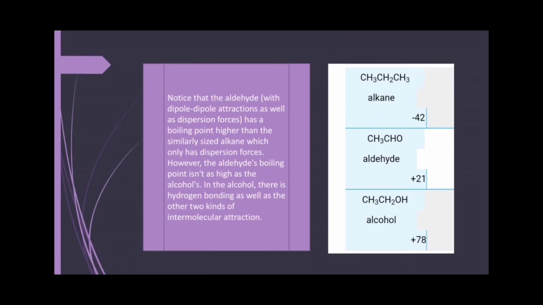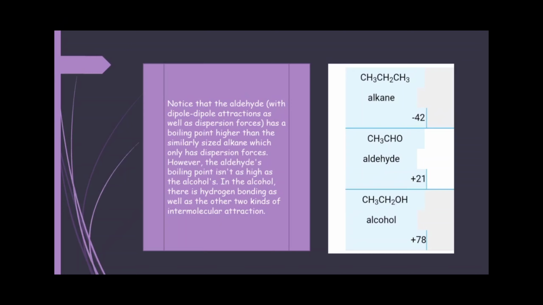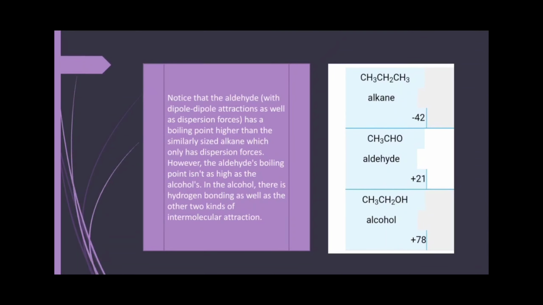Here are some examples of three similarly sized molecules: the alkane, aldehyde, and alcohol. They have similar lengths and similar number of electrons, although not identical. Notice that the aldehyde, with dipole-to-dipole attractions as well as dispersion forces, has a higher boiling point of positive 21 degrees Celsius, higher than the similarly sized alkane, which only has dispersion forces and has a negative 42 degrees Celsius boiling point.